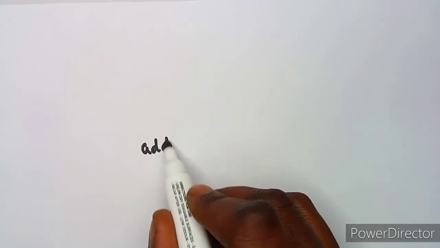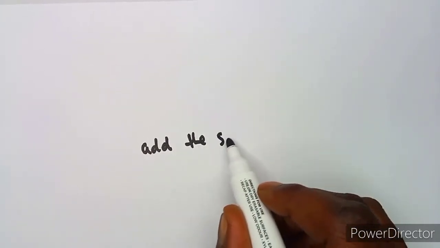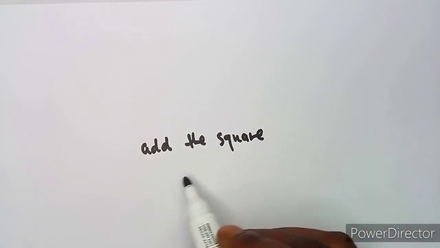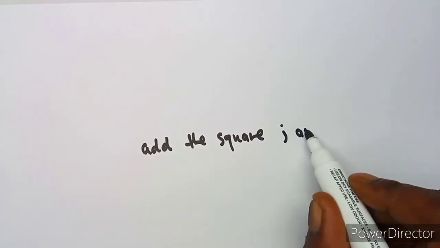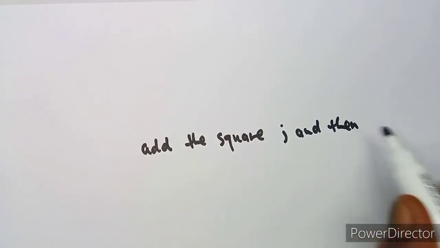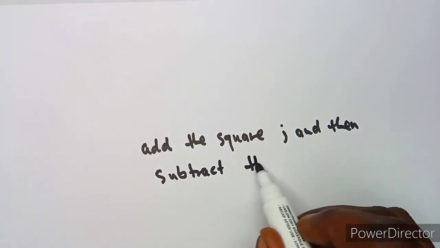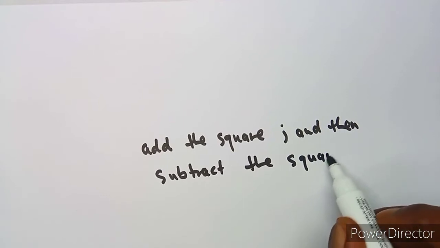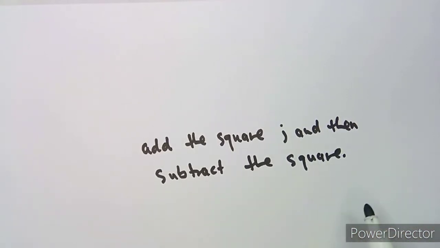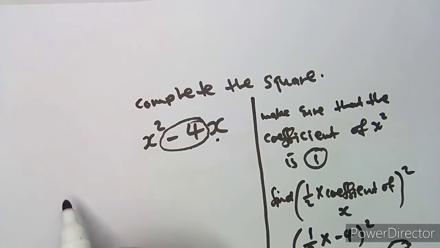I'm going to add the square, and this statement does not make sense at first. Add the square and then subtract the square. It doesn't make sense, all right, but it will make sense, don't worry. So this is what you're actually doing. The square that you have determined, you're going to add it, then you subtract that square.